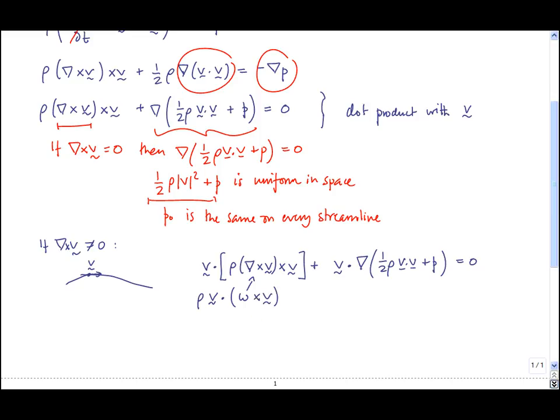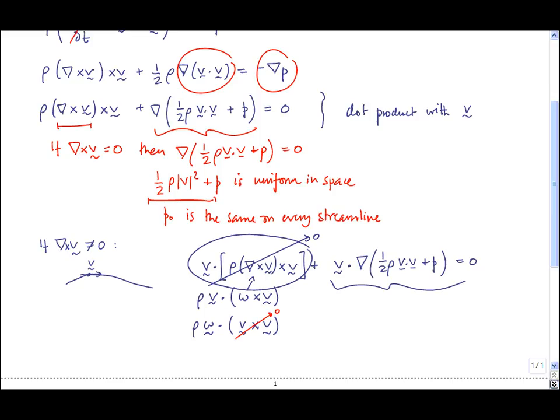Now you probably already know that this is equal to 0, but let me just put in another line of working, because this is the same, using another vector identity, as rho times omega dotted with v crossed v, and that's clearly equal to 0 because any vector dotted with a cross product involving itself is equal to 0. So for the case where we do take the dot product with v, this term on the left hand side here is equal to 0, and what we get is just this term on the right hand side equal to 0.